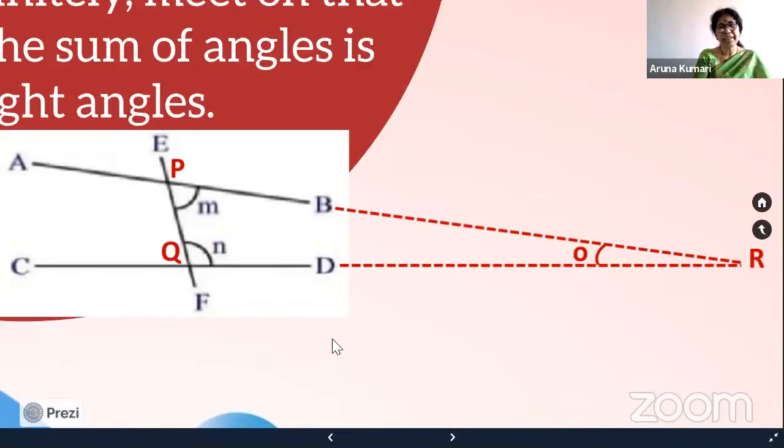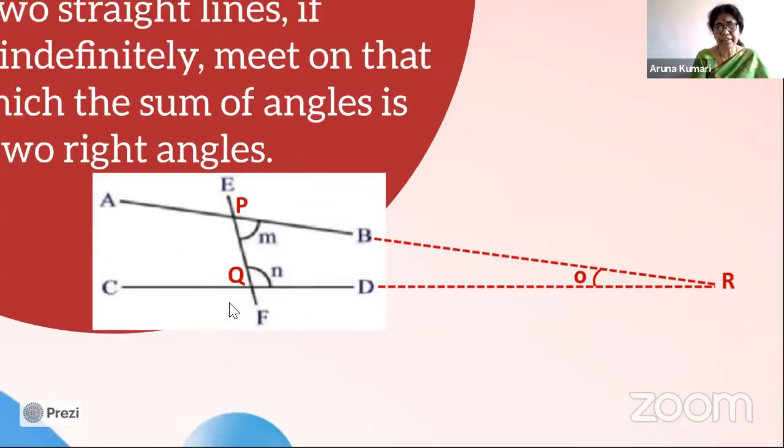So there is no need to prove it, but we can understand. If these two are less than 180 and the lines are meeting, then what will happen? This will be a triangle. That means m plus n plus this angle O will be equal to 180. Because these two are less than, let it be 60 or 70, that is 130. That means this angle will be 50. Hence, the sum of the three angles in a triangle is equal to 180 degrees.